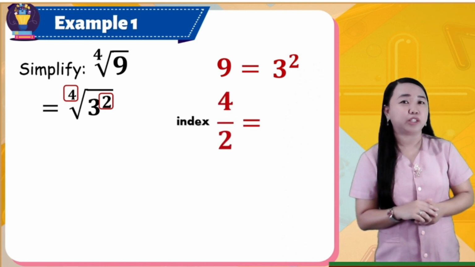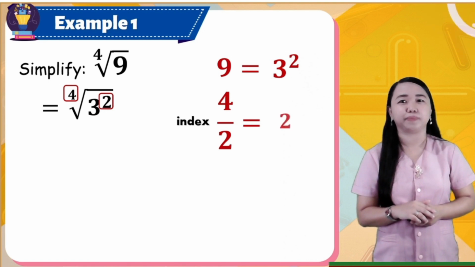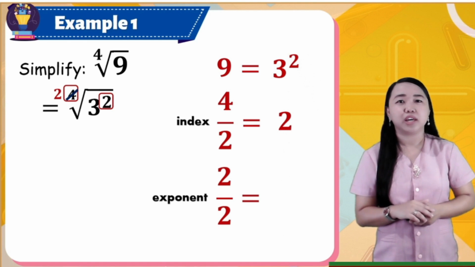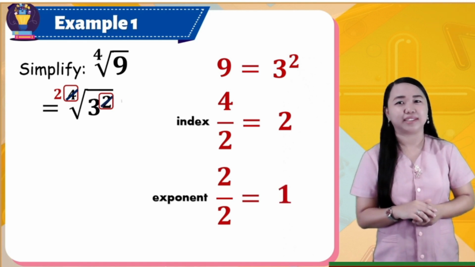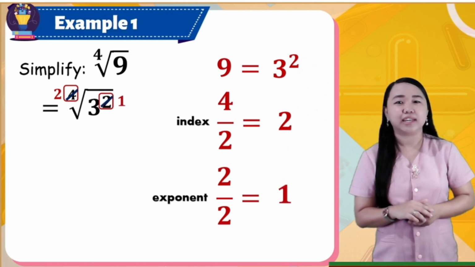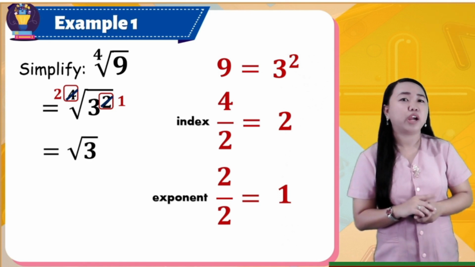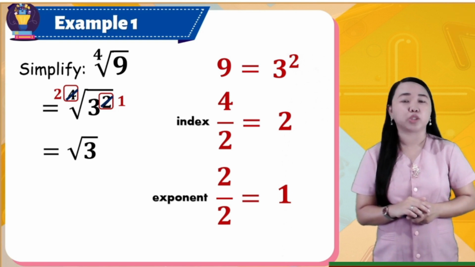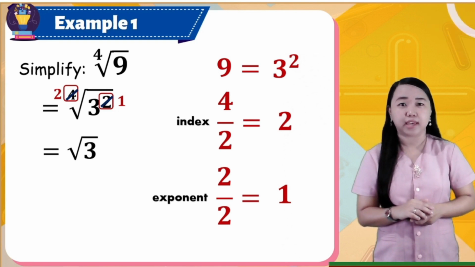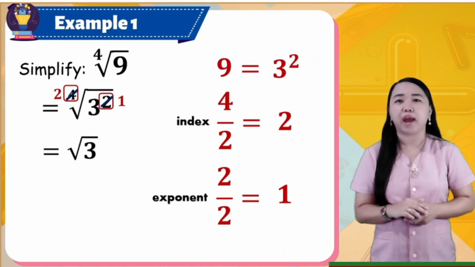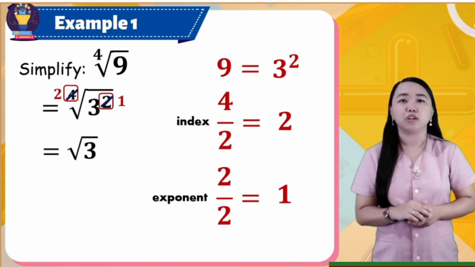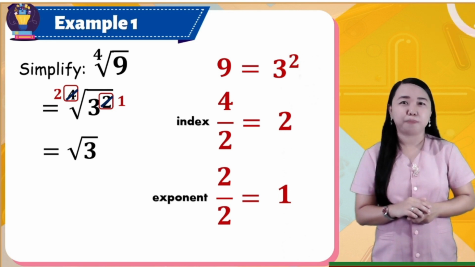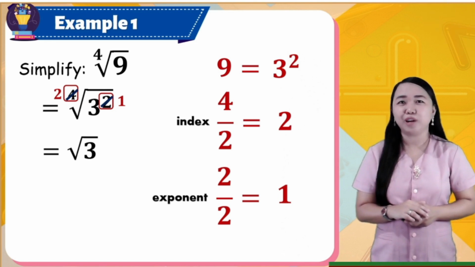Dividing the index by 2, the quotient is 2. Dividing the exponent of the radicand by 2, the quotient is 1. Copy the radicand. The index is 2, so there is no need to write 2 in the index because when the index is not written, it means the index is 2. The exponent of the radicand is simplified to 1, so there is no need to write it also. Therefore, the simplified form is square root of 3.